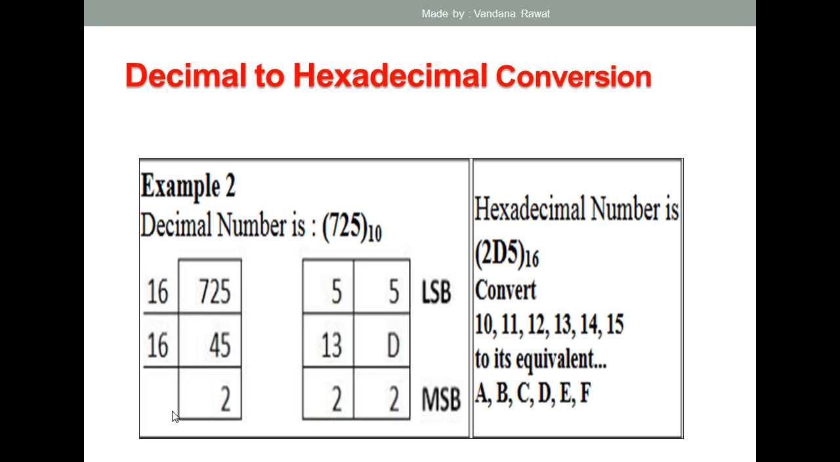Then at last in the remainder part we are getting 2. So this cannot be divided by 16, so that is why I will write this number in the MSB like this. Okay, so whenever we write the answer, what will be the answer? 2D5, because we always write the resultant part from the MSB digit, so the answer will be 2D5. Done. Hope this part is understood.